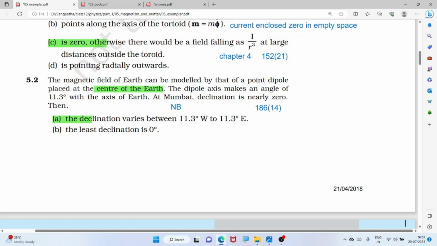The magnetic field of the earth can be modeled by that of a point dipole placed at the center of the earth. The dipole axis makes 11.3 degrees with the axis of the earth. At Mumbai, the declination is nearly 0. The declination varies from west to east.